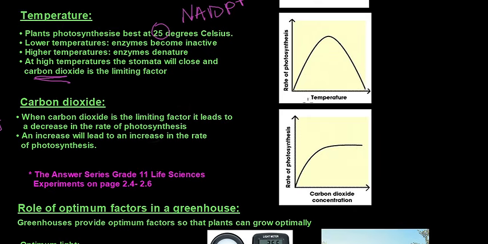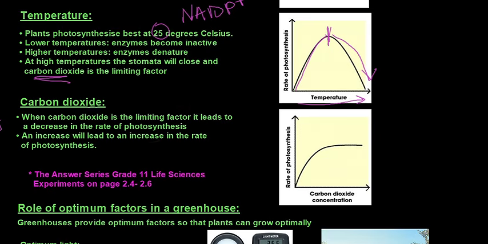So looking at this diagram, this will indicate the increase in temperature to the right. As we're going up, up, up, this will probably be 25 degrees Celsius in that temperature range, and as soon as it becomes hotter than that, you'll see that there's a decrease in the rate of photosynthesis.